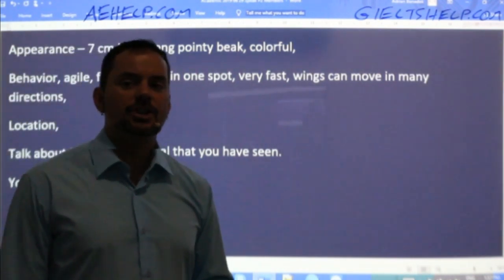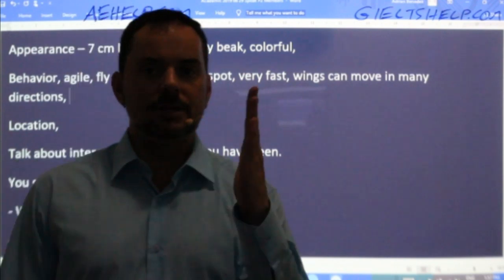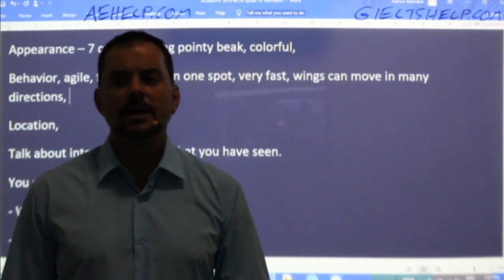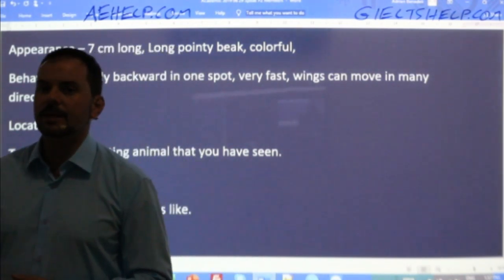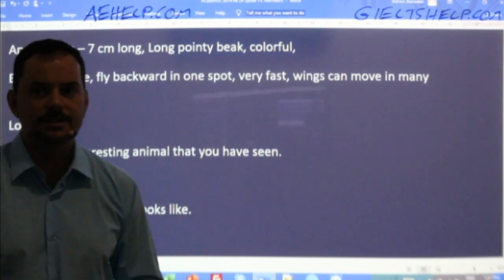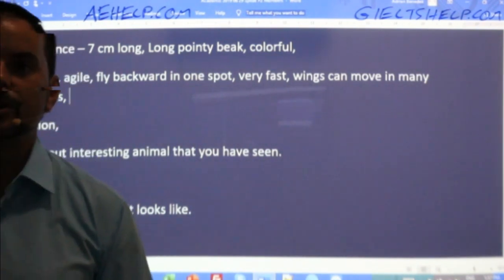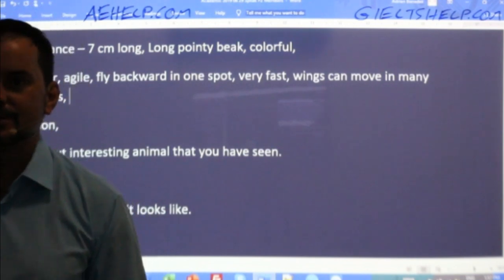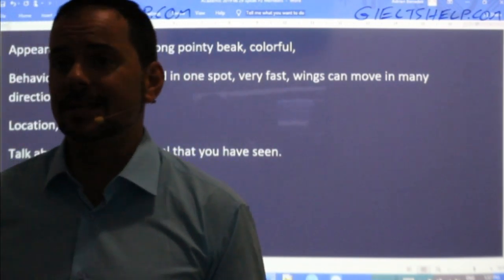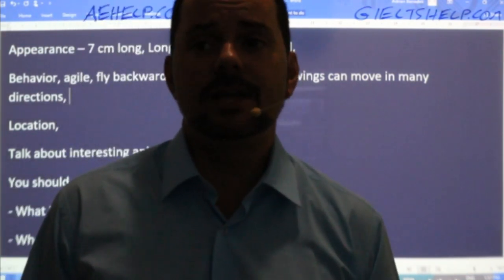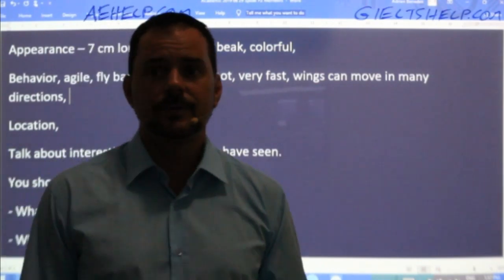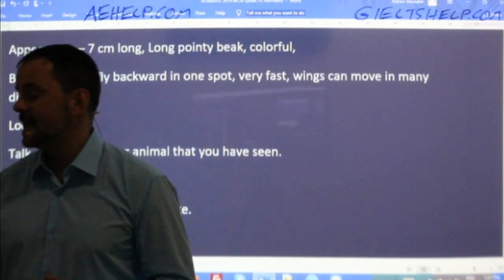Agile, Arjit, means that it's very maneuverable. So it means it can fly sideways, forward, backward. It doesn't really eat insects, Preeti. Hummingbirds are not for insects. In fact, some insects are larger than hummingbirds. But Preeti, if you actually said, I think the hummingbird eats insects, then the examiner is not going to judge you. Okay. It eats nectar. That's right.